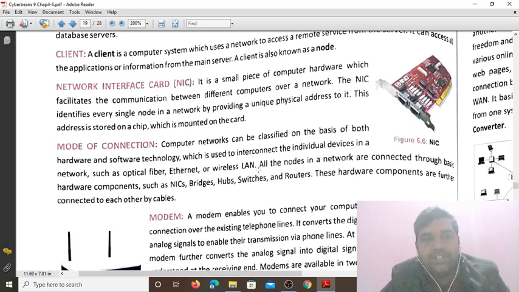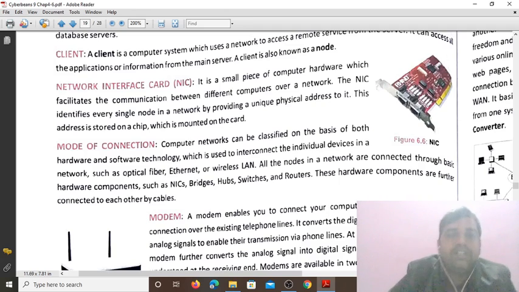Next is the mode of connection. Computer networks can be classified on the basis of both the hardware and software technology which are used to interconnect the individual devices in a network. So what we need: optical fiber, Ethernet, wireless LAN. All the nodes in the network are connected through basic hardware components such as NIC, bridge, hub, switches, and routers. Without these, they cannot be connected.